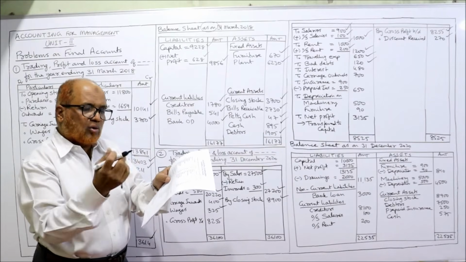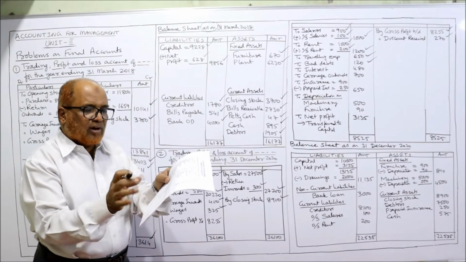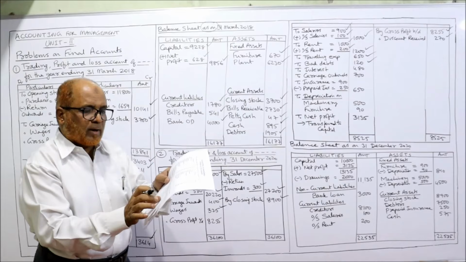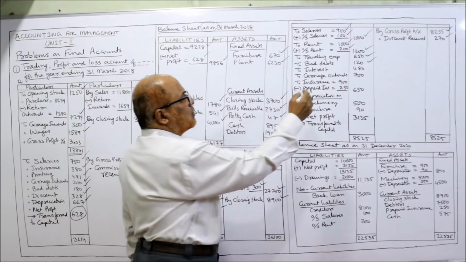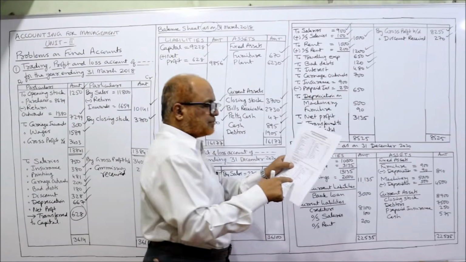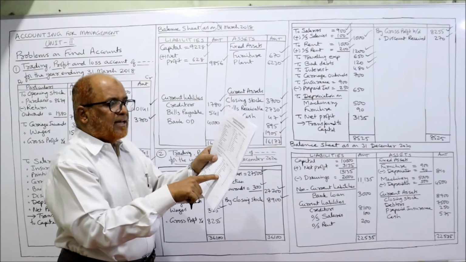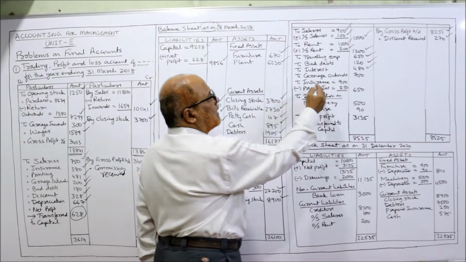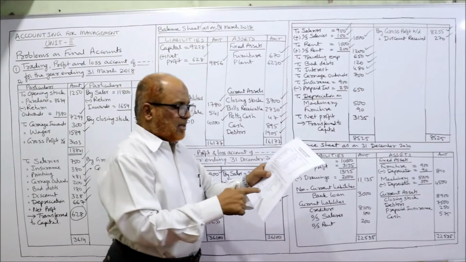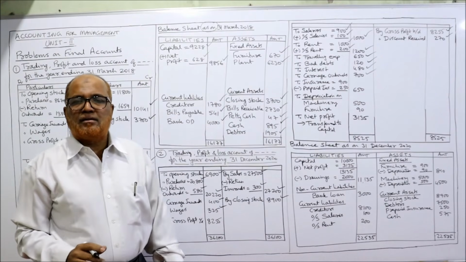Return inward, return outward, over. Carriage inward, over. Wages, over. Salaries, over. Interest 480, debit side. After interest, carriage outward 700. So carriage outward 700. Then insurance 900.